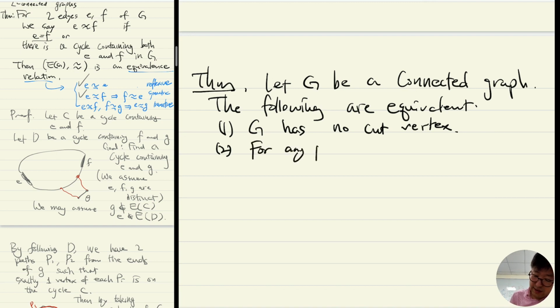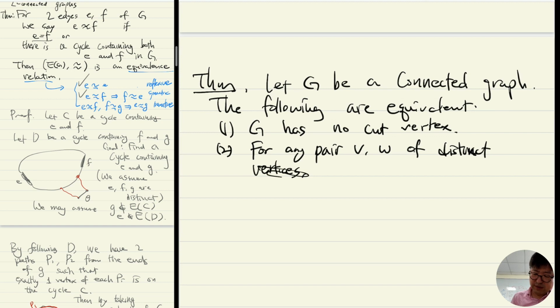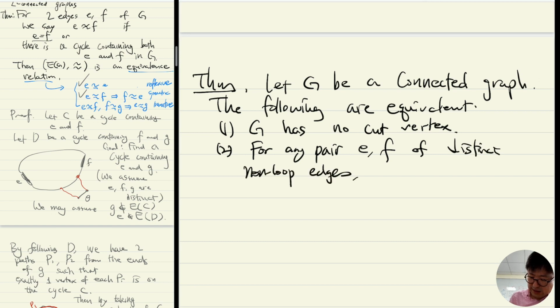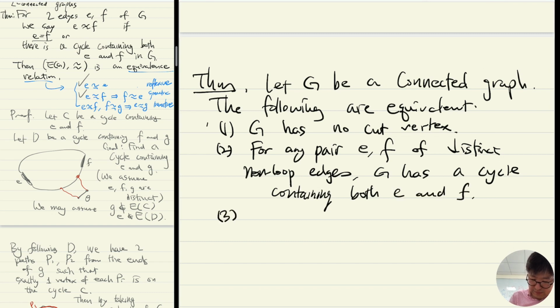The second one is, for any pair E, F of distinct non-loop edges, G has a cycle containing both E and F. So this is for any pair of edges you have a cycle.